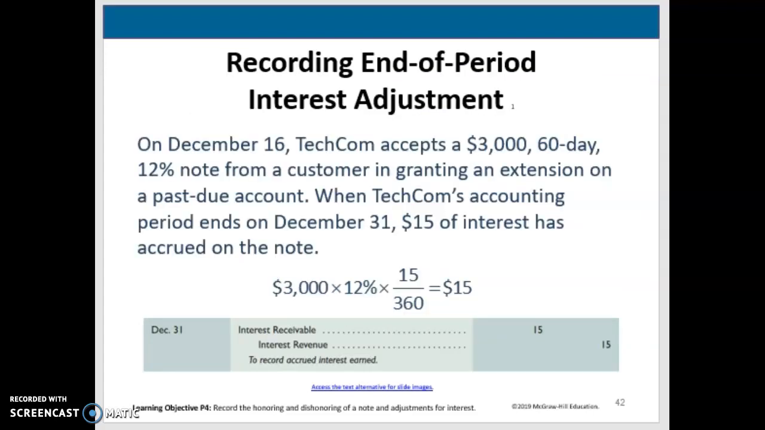All right, so the other part we have to think about is sometimes we get to the end of the year, we have to do those interest accruals just like we've done before. So if we have an interest accrual, it's going to be debiting interest receivable, crediting interest revenue, and it's based on the amount of interest that's accrued since the note was issued through the end of the year or through whenever you're doing your adjusting entry.